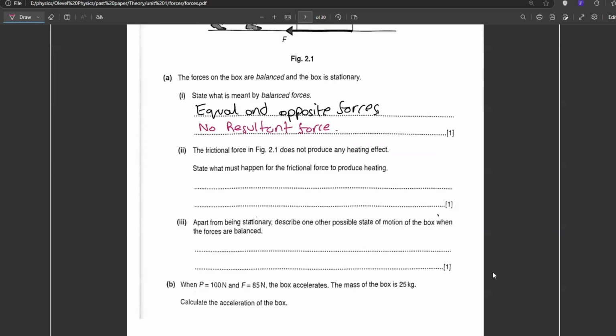Let's move on to part 2. The frictional force in figure 2.1 does not produce any heating effect. State what must happen for the frictional force to produce heating. The box must slide.